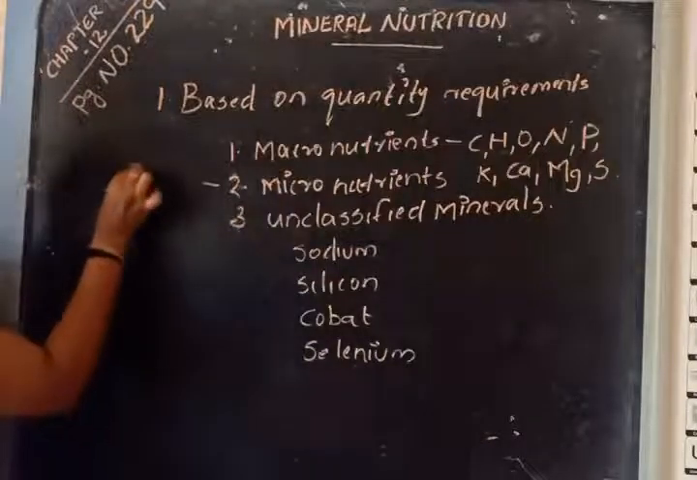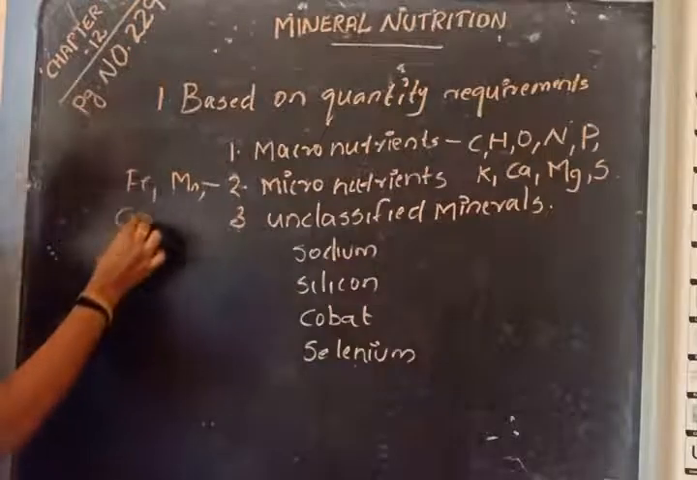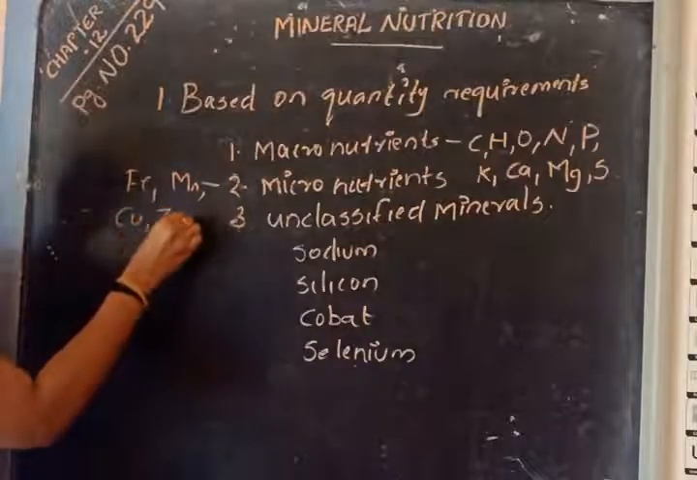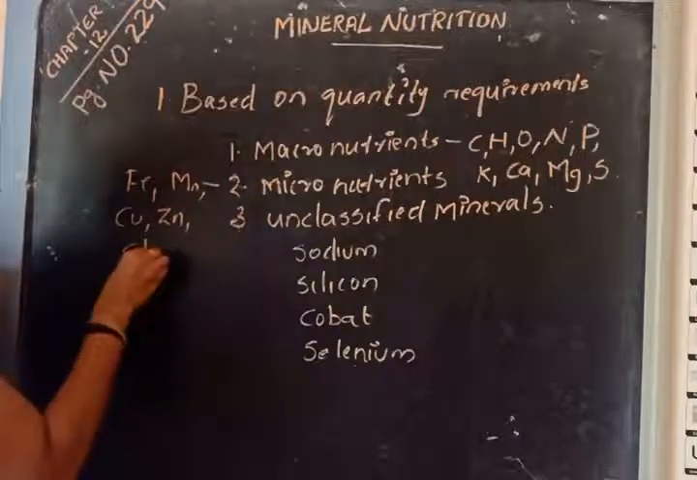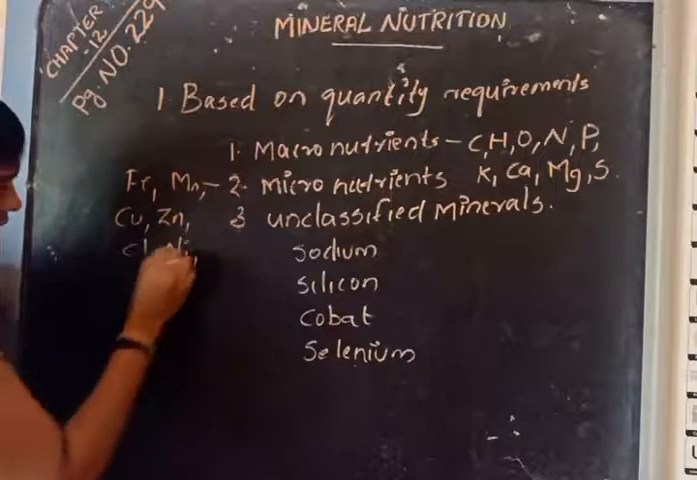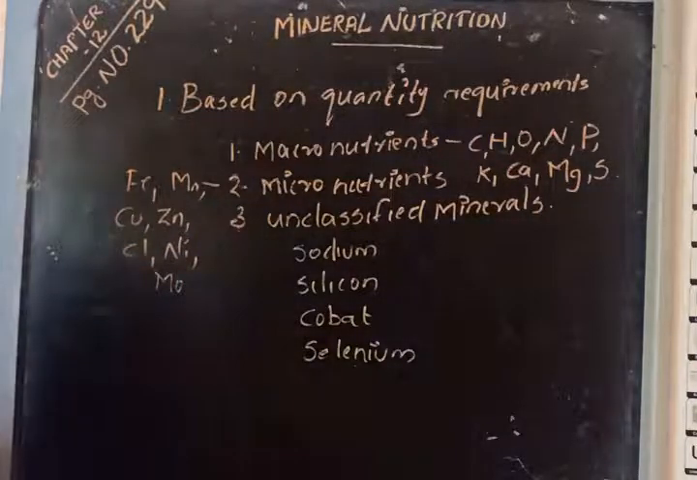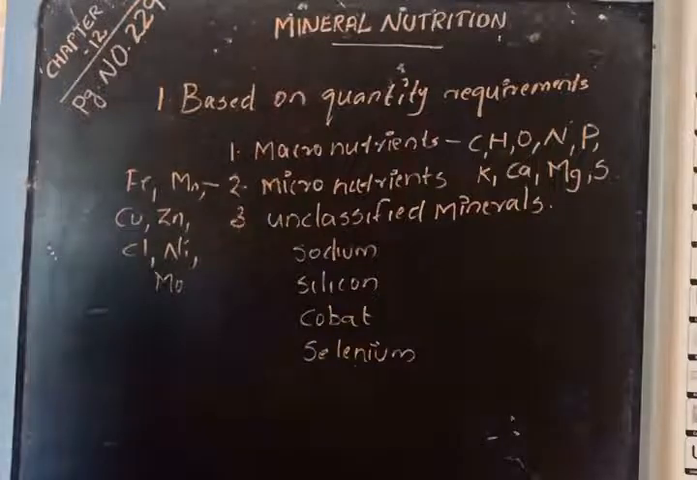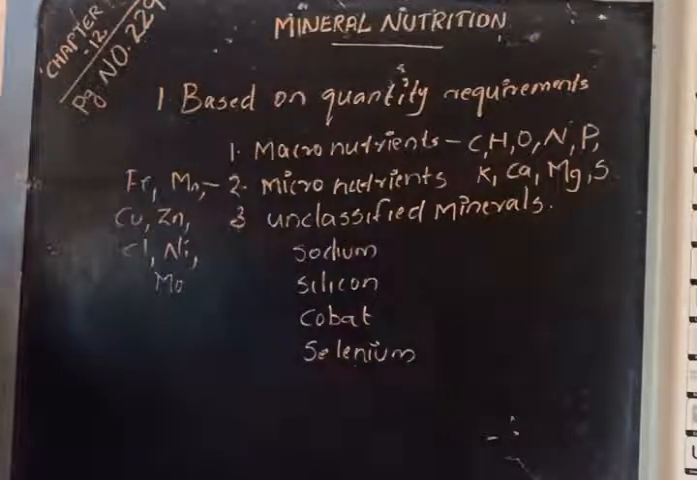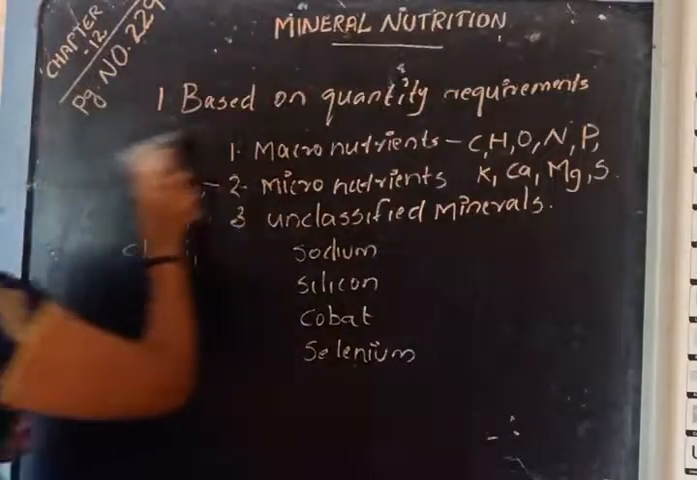iron, manganese, copper, zinc, chlorine, nickel, molybdenum, etc. So these are the elements which are required in low concentration or trace amounts. So this is the classification of nutrients based on quantity requirements.